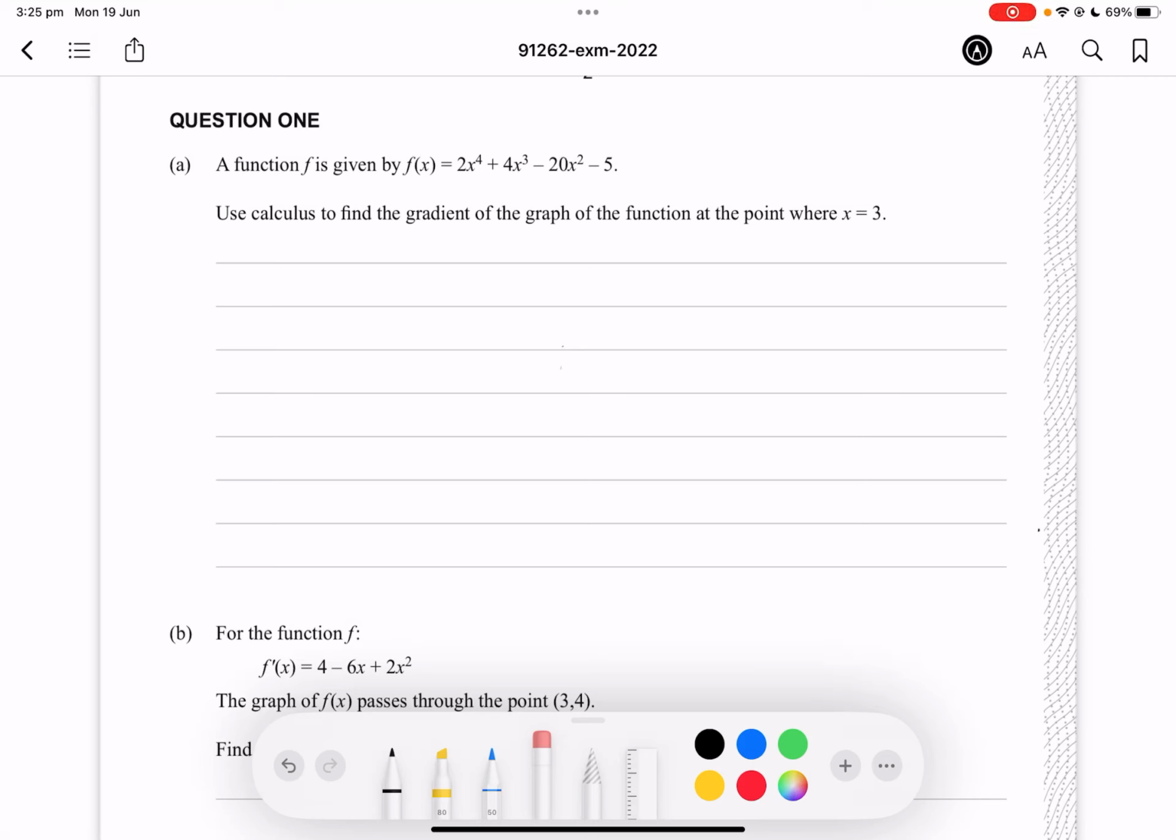Hello and welcome to this video for the 2022 Level 2 Math and Statistics paper, and for today we're going to look at the calculus standard. So let's get straight into it.